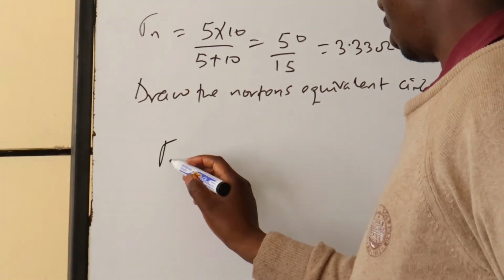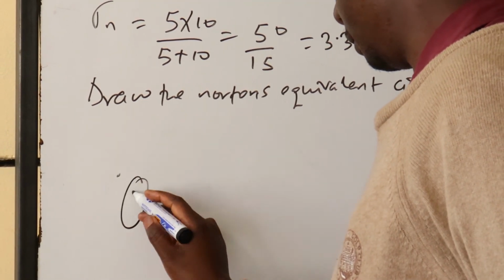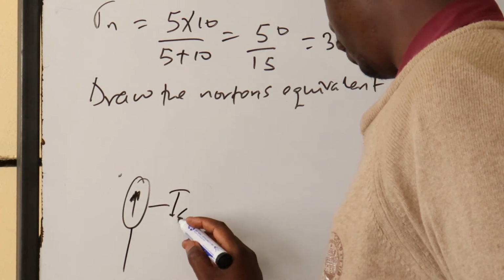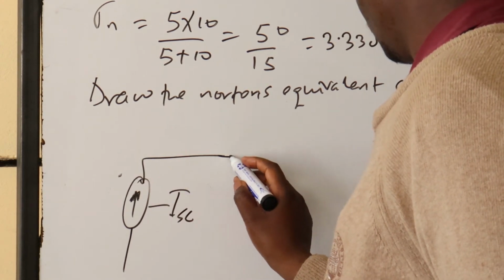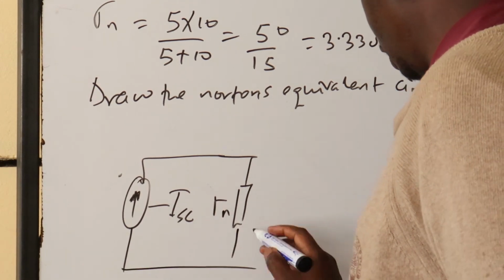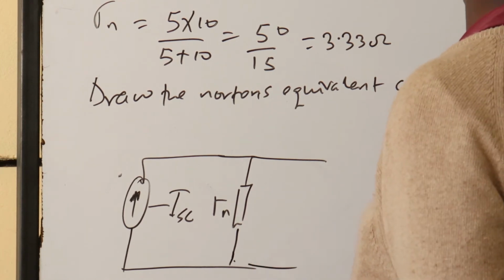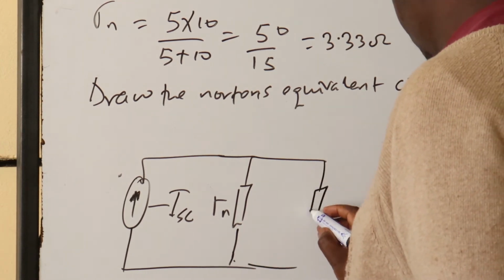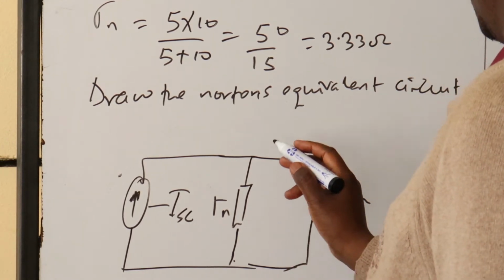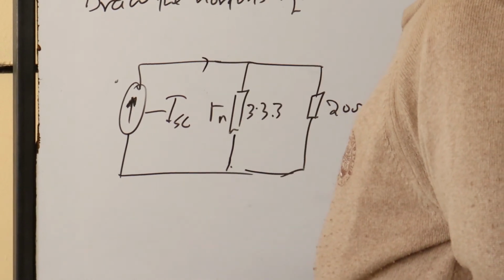We shall have R Norton's equivalent circuit. We shall have our source here being the I of SC. And we shall have the internal resistance connected in parallel with the load now. Our load was 20 ohms. And this will determine the Norton's resistance 3.33. So this becomes a circuit.